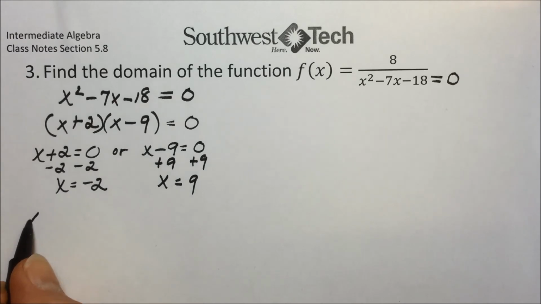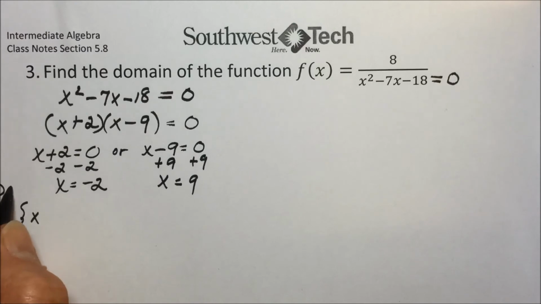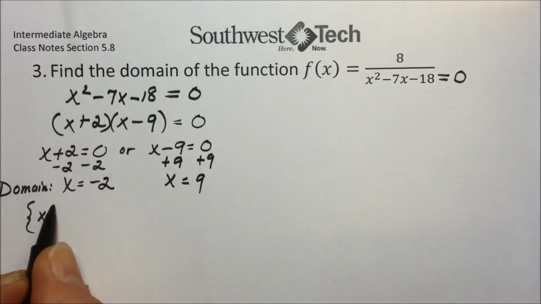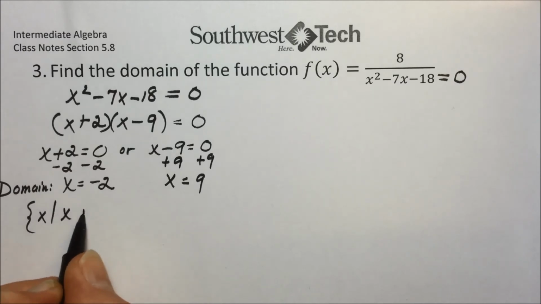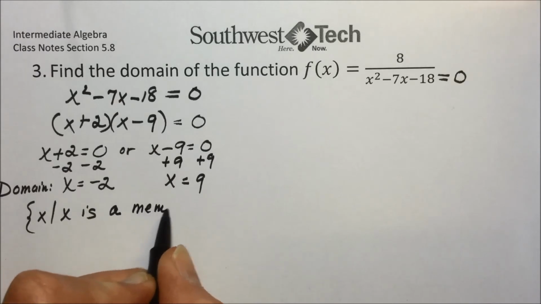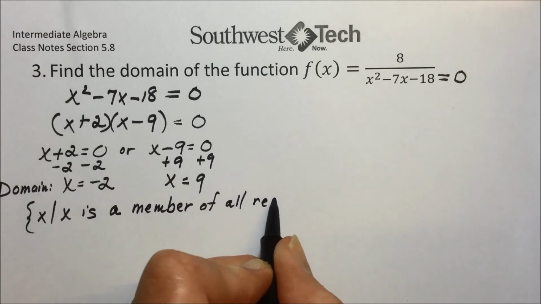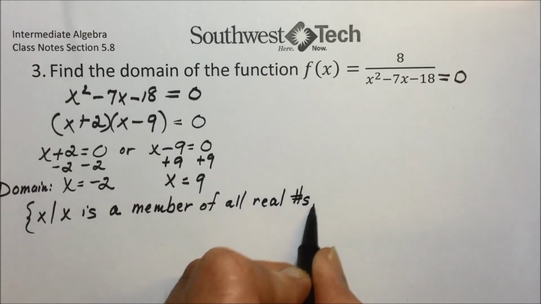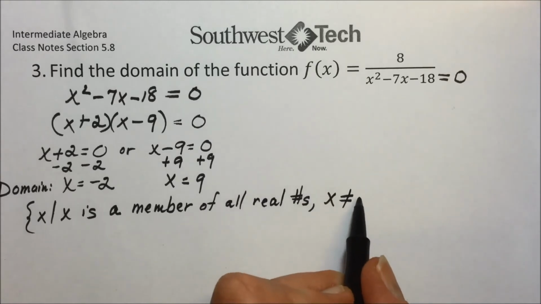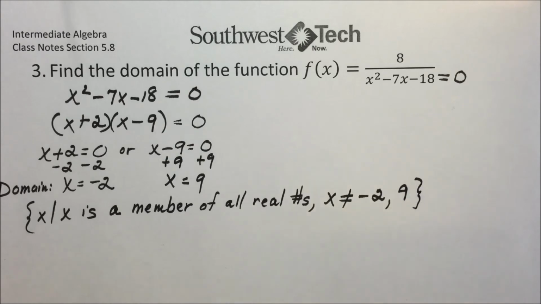So if we use our set notation, we would say for the domain, I guess I should write that, the domain is such that x is a member of all real numbers except x cannot equal negative 2 or 9.